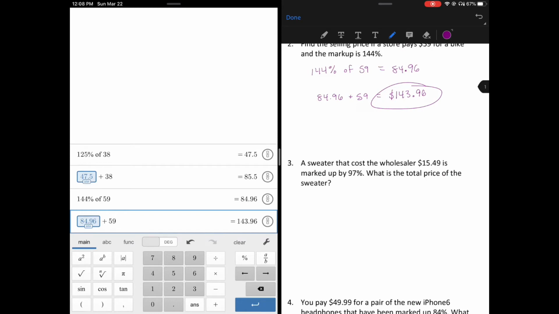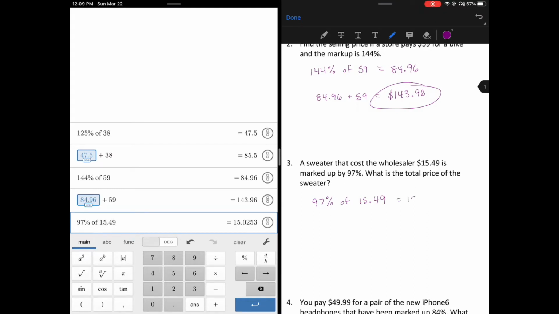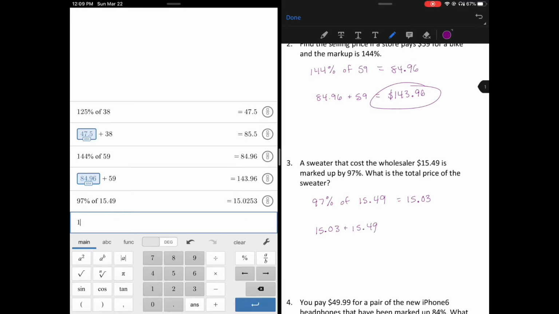Number 3 says that a sweater that cost the wholesaler $15.49 is marked up by 97%. What is the total price of the sweater? So we find 97% of $15.49. We'll plug that into Desmos. We get $15.03. We round up because it's money, to just the second decimal place. And then we'll add that amount to what they paid for the item. We get $30.52.